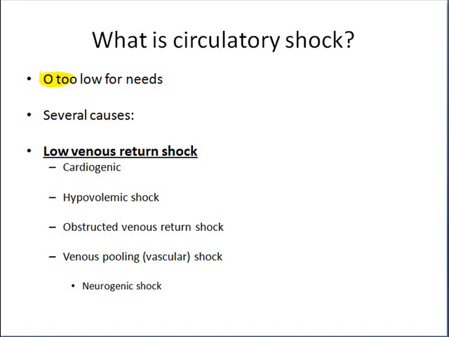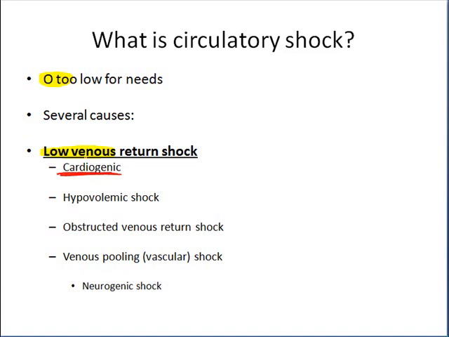starting with low venous return shock, and then we're going to talk about septic shock and anaphylactic shock, etc. So low venous return shock means that for one reason or another, the amount of blood returning to the heart via the venous network, by the venules and veins, is not enough to sustain the needs of the body. This can happen for a number of different reasons.